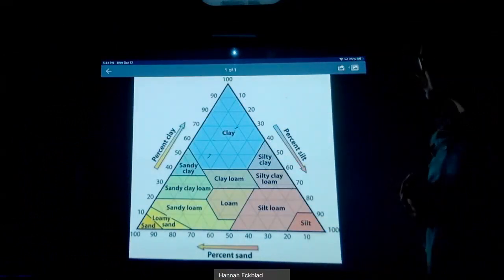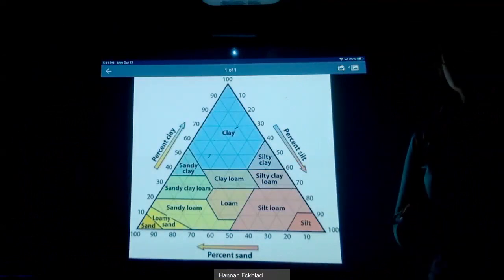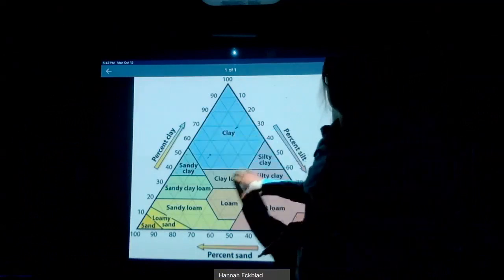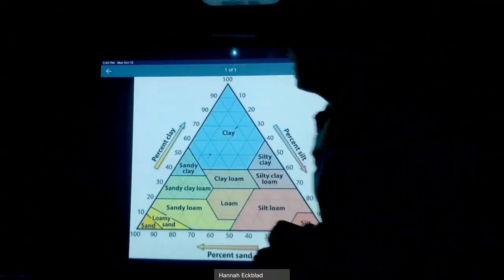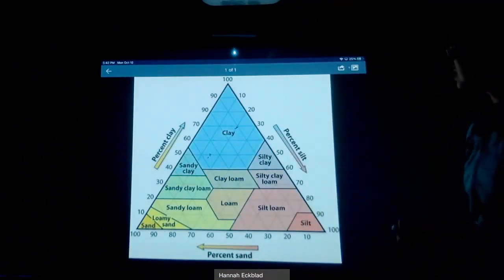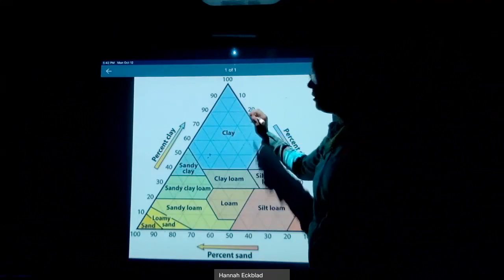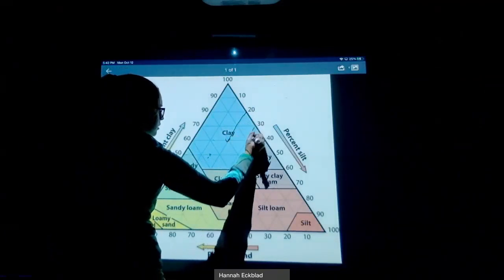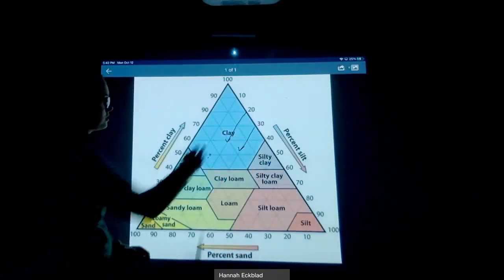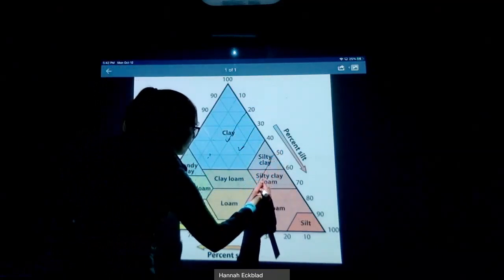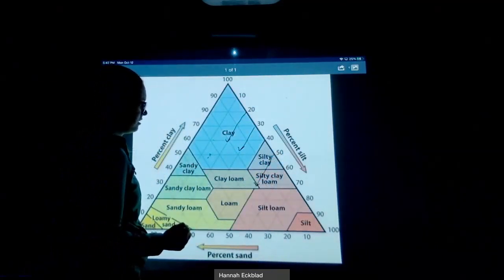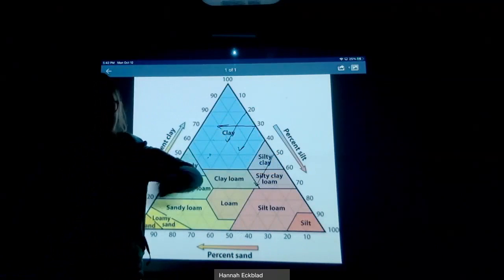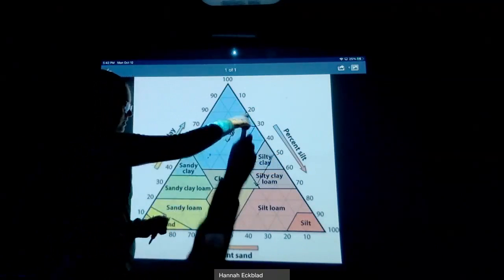So, first things first, let's talk about what each of these lines mean, because there's a lot of mini triangles in here, and it's a wee bit confusing. The first thing we're going to look at is silt. On this triangle, if a line is traveling this way, it is silt. So that's a silt line. That's a silt line. That's a silt line. You know it's not a silt line? That's not a silt line, because that's not traveling in this direction.